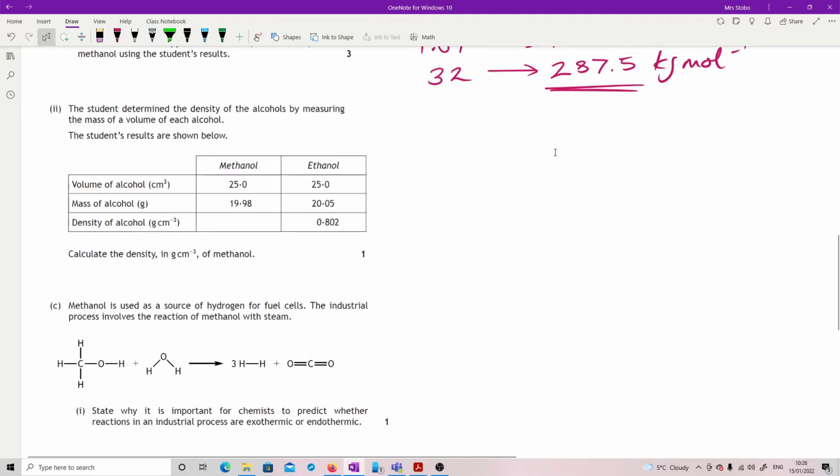Right, the student determined the density of the alcohols by measuring the mass of a volume of each alcohol. Results are shown below. We've got volume in centimetres cubed, mass of alcohol in grams, density of alcohol is grams per centimetre cubed. Now this tells you your calculation, because what they're saying is it's that divided by that. So I am doing that divided by that, and that gives me 0.799 grams. That's it.